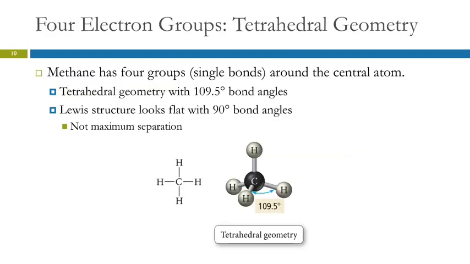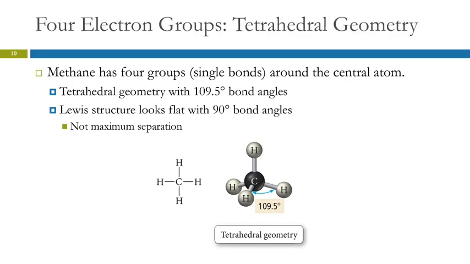So this is what happens in something like methane. So here's the Lewis structure for methane. The central atom has 4 groups. They happen to be single bonds here. So those 4 groups get away from each other by forming a tetrahedron. We draw them flat in the Lewis structure, but it's not flat.